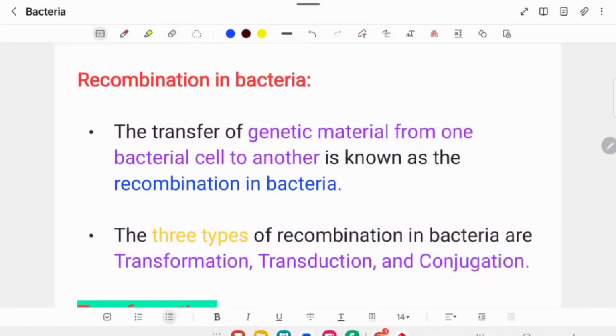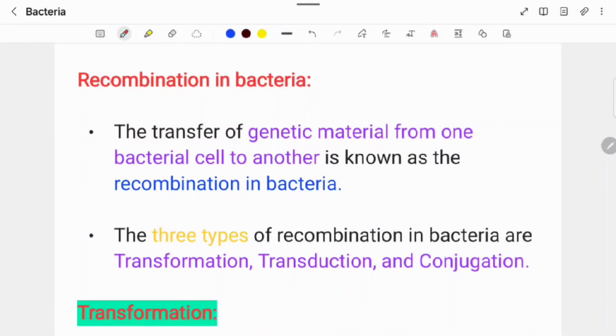पढ़ेंगे recombination in bacteria. What is recombination? Recombination means the transfer of genetic material from one bacterial cell to another is known as the recombination in bacteria. I hope that you understand the meaning of recombination in bacteria.